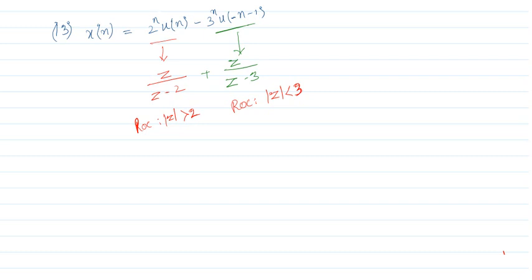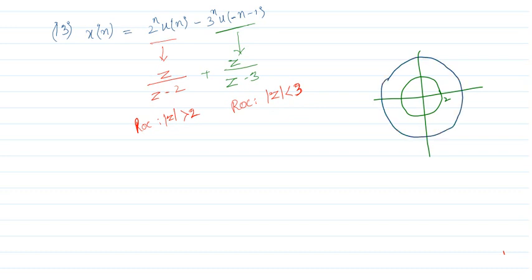For the causal signal it is greater than 2. For the non-causal signal it is less than 3. So what about the conditions? Try to plot. This circle is 2. Then in some other color, this blue circle has radius 3. What does the first condition say? The first condition says that it is greater than 2.